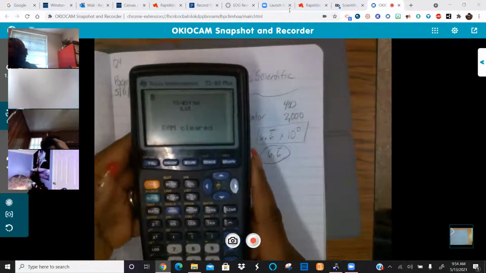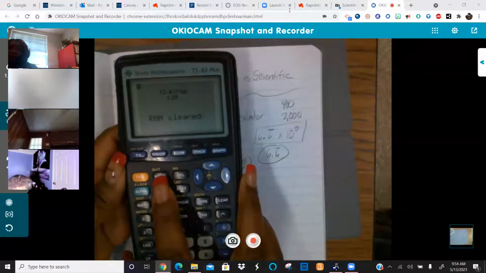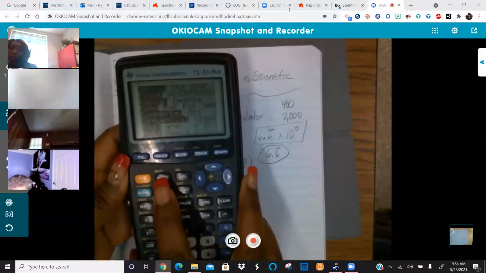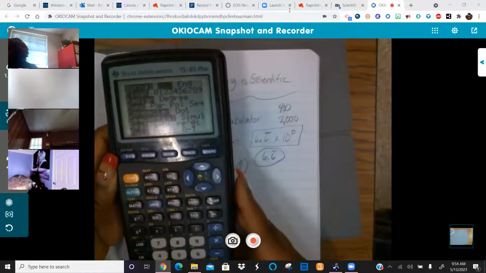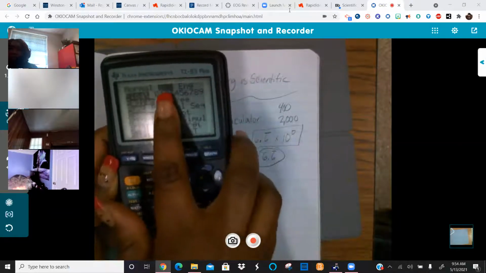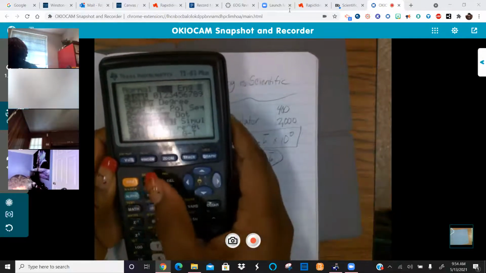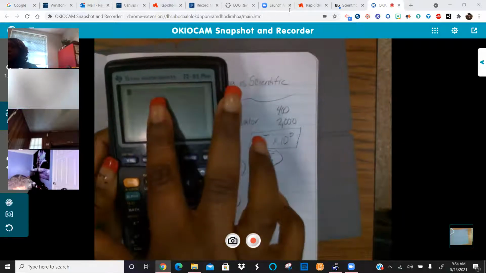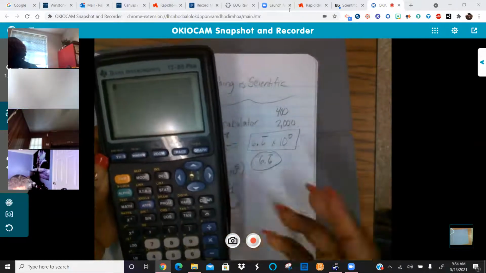If we want our answers to be placed in scientific notation, we go to mode. And if I'm moving too fast, just let me know. Go to mode. Then you go over to scientific notation and press enter. This abbreviation, SCI, is scientific notation. So go to second mode, and now you can type numbers in and press enter, and it will automatically convert to scientific notation.